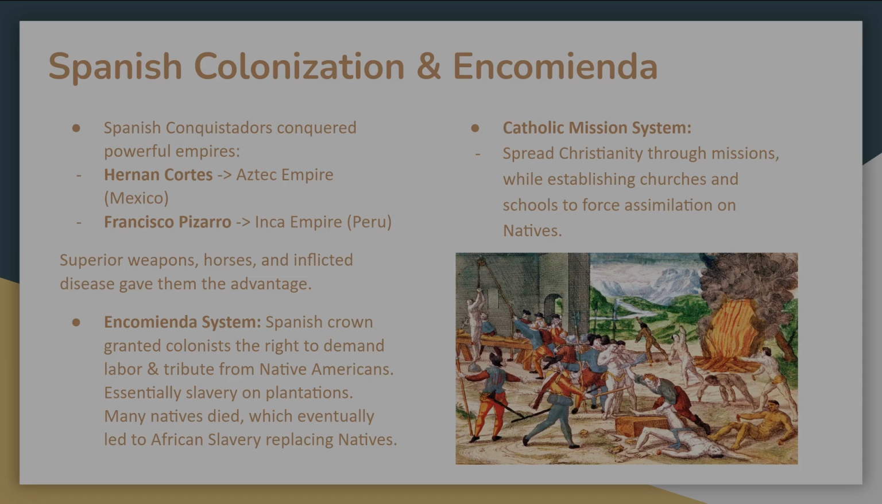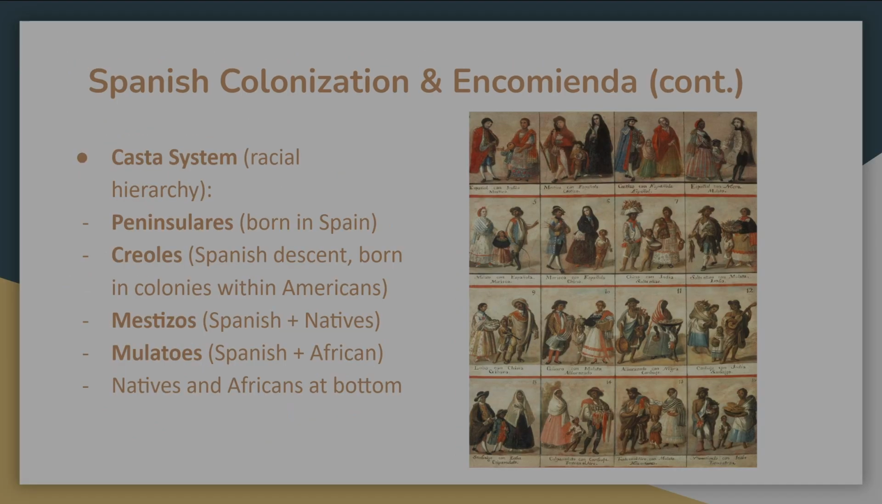You have the encomienda system. The Spanish crown granted colonists the right to demand labor and tribute from Native Americans, essentially slavery on plantations. Many natives died, which eventually led to African slavery replacing natives. The Catholic mission spread Christianity through missions while establishing churches and schools to force assimilation on natives.